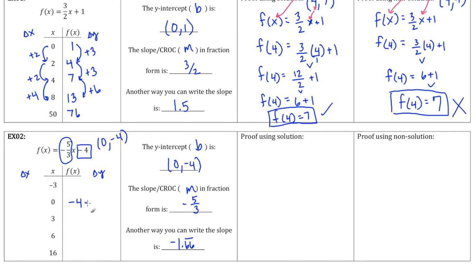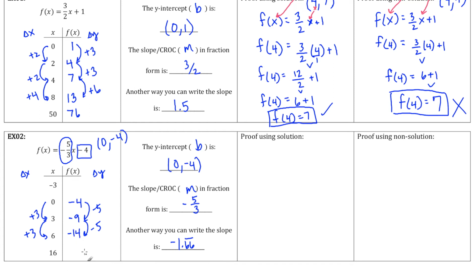So we will decrease by 5 if we increase by 3. Remember, this is a plus 3, or we can treat it like a plus 3. So negative 4 minus 5 is negative 9. And we can decrease by another 5 when we increase by another 3. Negative 9 minus 5 is negative 14.